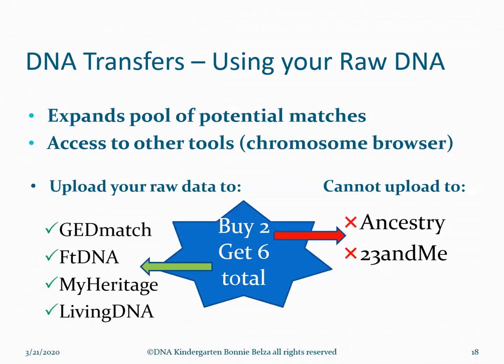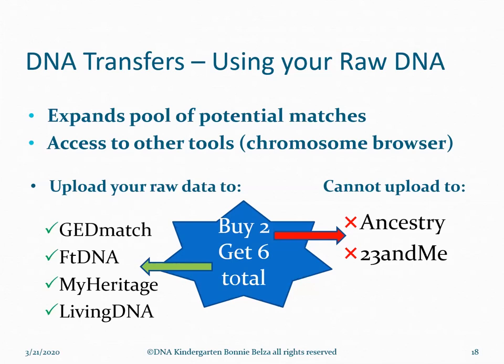Let's talk a little bit about those DNA transfers, actually using this raw data that you've downloaded. Transfers allow you to expand the pool of potential matches. Because you're going to transfer your data to another DNA company and match the people that may be in their database. It also, in transferring your DNA, gives you access to tools that may not be available at the place where you first tested, such as a chromosome browser, which allows you to look at the pieces of the chromosomes that you share specifically with each one of your matches.